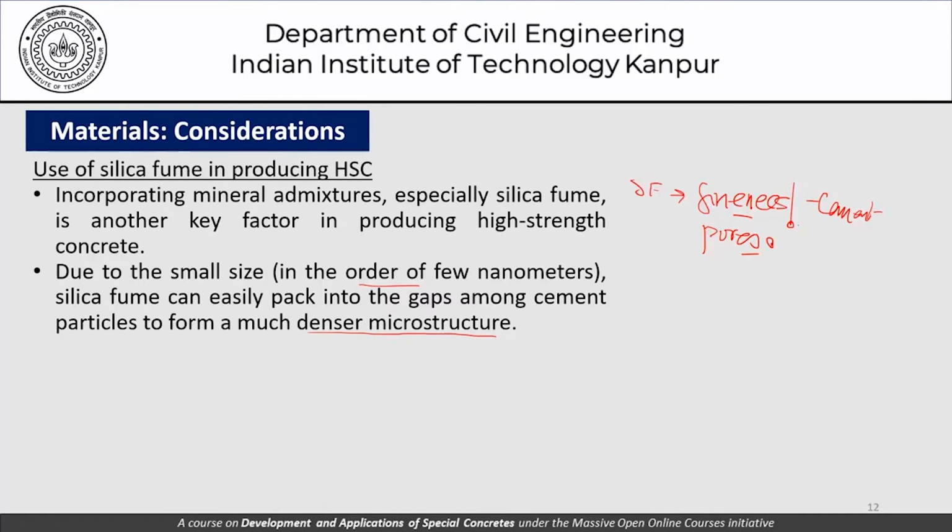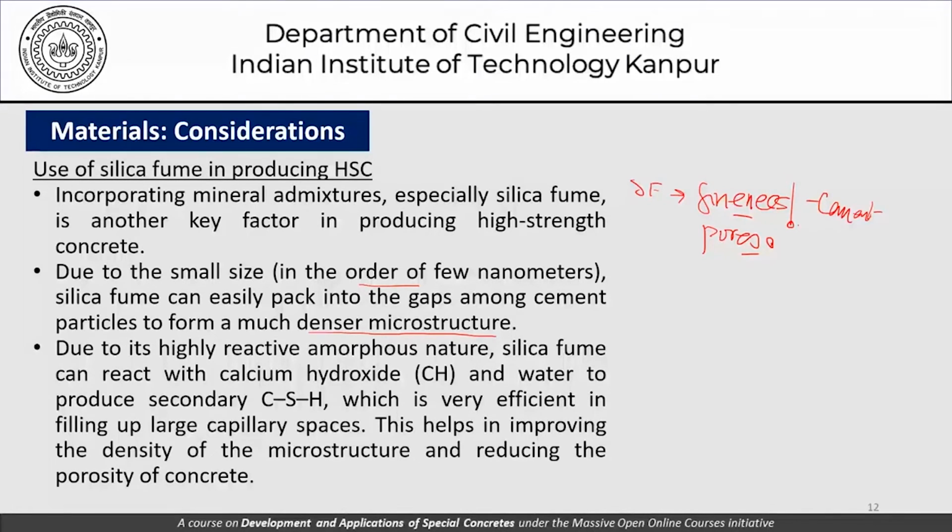So the microstructure densification in the case of silica fume is not only on account of hydration and refinement of pore structure because of hydration products, but also the physical blockage of those pores using extremely fine material. Due to its highly reactive amorphous nature, silica fume can also react with the calcium hydroxide and water to produce secondary CSH, that is the calcium silicate hydrates, which is very efficient in filling up the capillary spaces, which helps in improving the density of the microstructure and reducing the porosity of concrete. And this is something which we've just discussed in the paragraphs above.